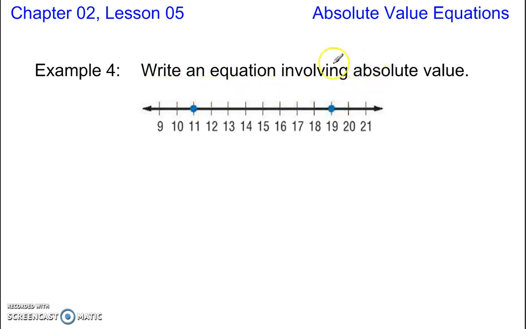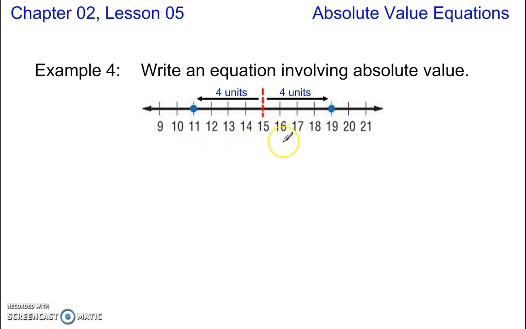Writing an equation involving absolute value. If you're given a graph like this and you have 2 points, remember absolute value is always the distance from a point. So I'd want to find the midpoint of these two. That midpoint is 15. Each of these points is 4 units away. That means the absolute value here is 4 units. So the absolute value of something comes out to be 4 units.